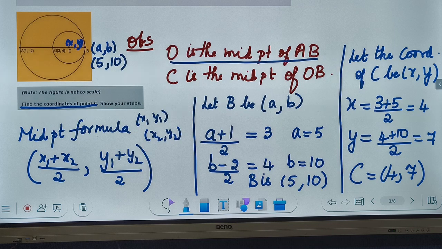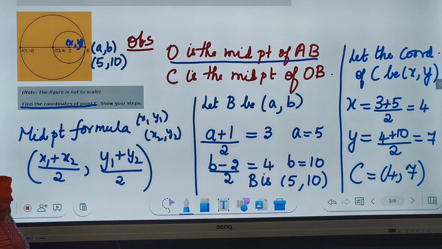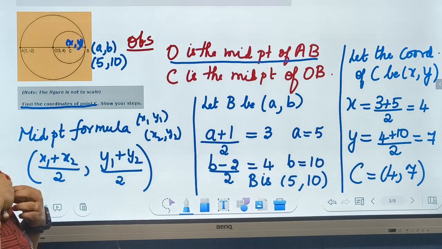Are you able to follow how we have used the midpoint formula twice? First we found B and then we found C using the midpoint formula. Is it clear?